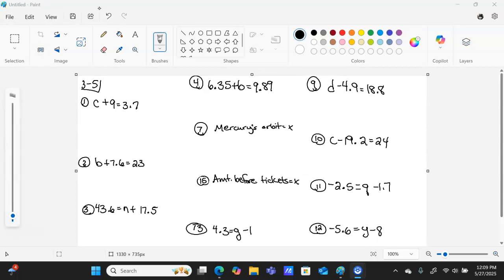In section 3.5, we are solving equations by adding and subtracting, but they have decimals in them. So in number 1, we have c plus 9. So to get rid of the plus 9, we're going to have to subtract 9.